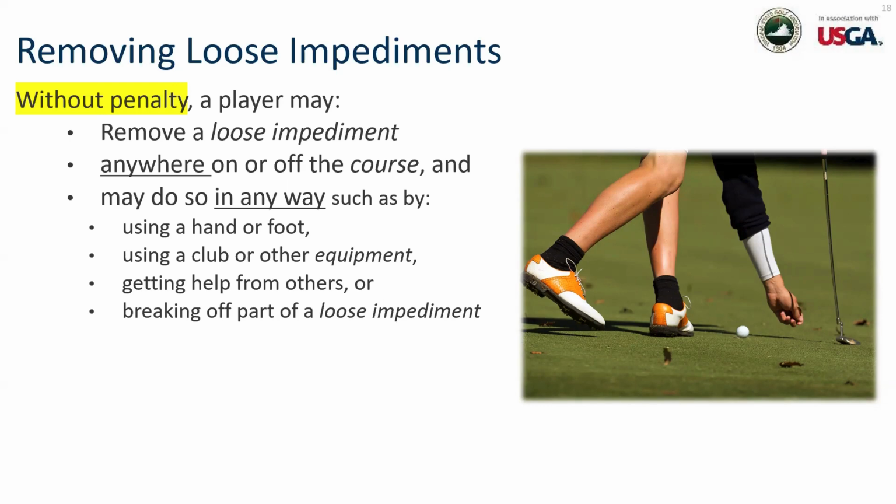Might sound a little funny, but let's just say there's a huge branch that fell off a tree in a storm and it's sitting right near your ball and it would impact your shot. You can get help from other people to go ahead and move that unattached branch out of the way, even though it's large. Or if there's just a little section of that large branch that fell, you can just break that part off. If that's the only part that's going to bother you, perfectly fine to break it off. But again, just making sure that it is loose, unattached, and natural.